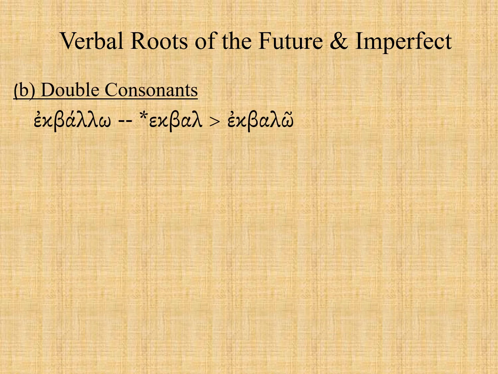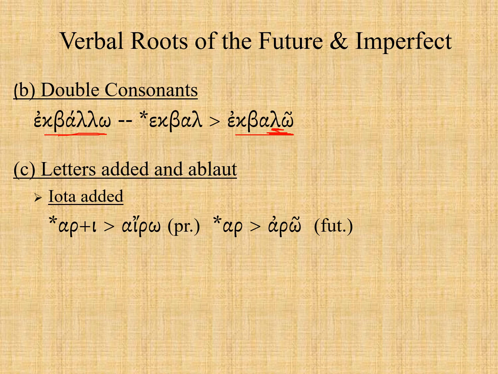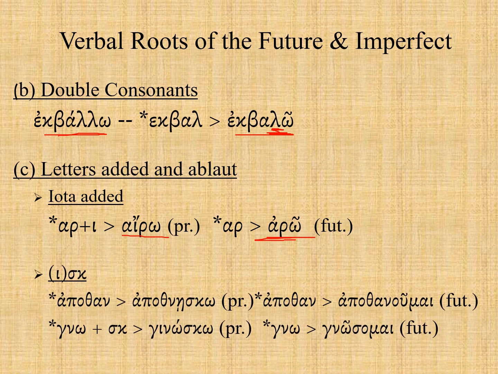And then we have ekballo, I throw out, becomes ekbalo. So very similar when we have the double consonant or one consonant falling out, as we just saw earlier. And then we have airo, that becomes aro, as we saw earlier. And then we have a little bit more complicated situation where we have apothnesko, and the root, the stem here is apothan, so it becomes apothanoumai in future.